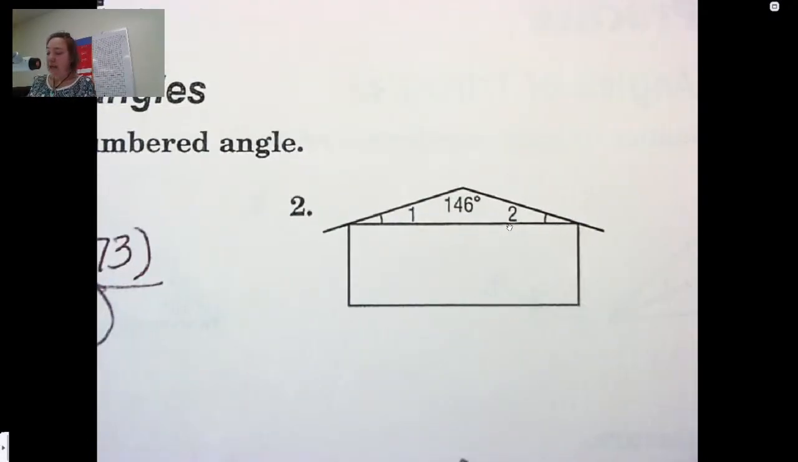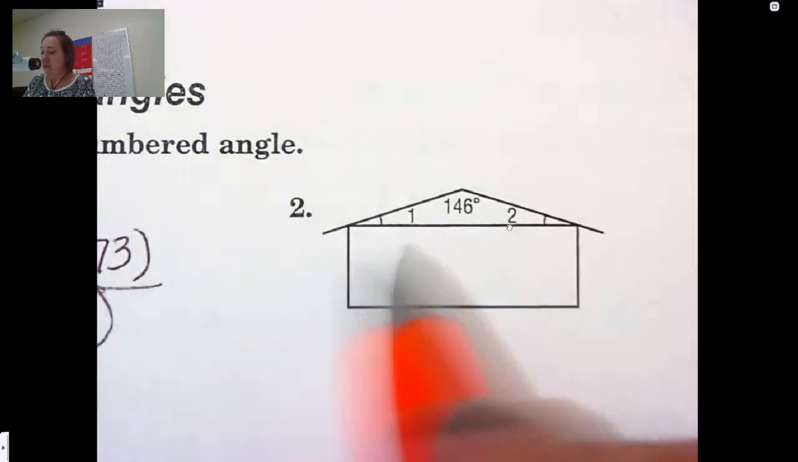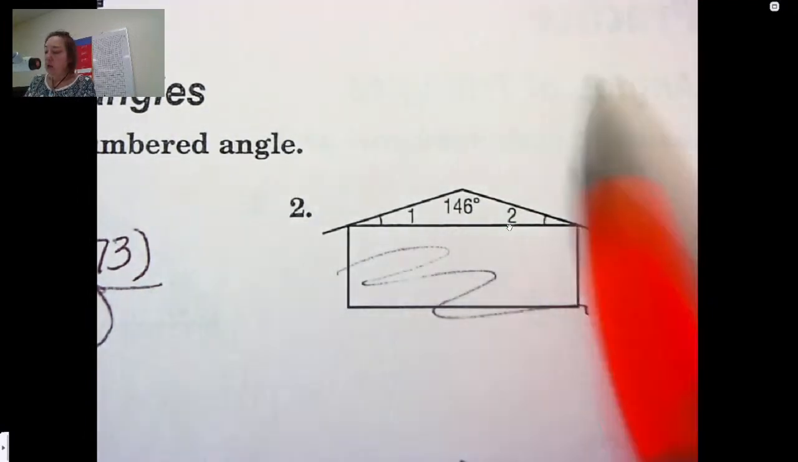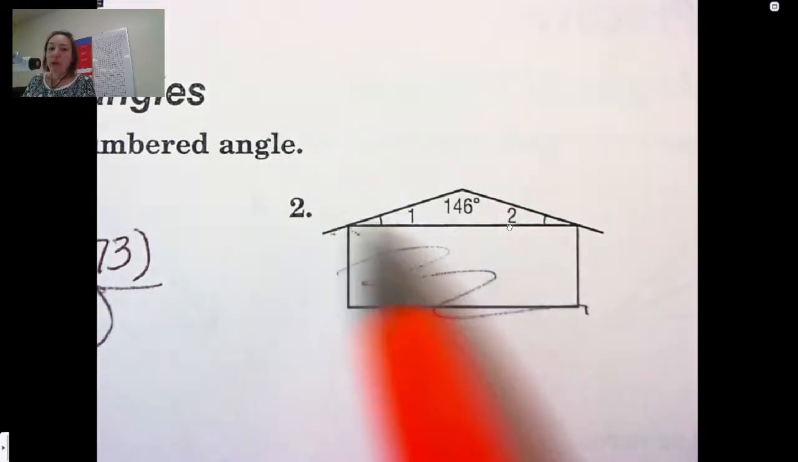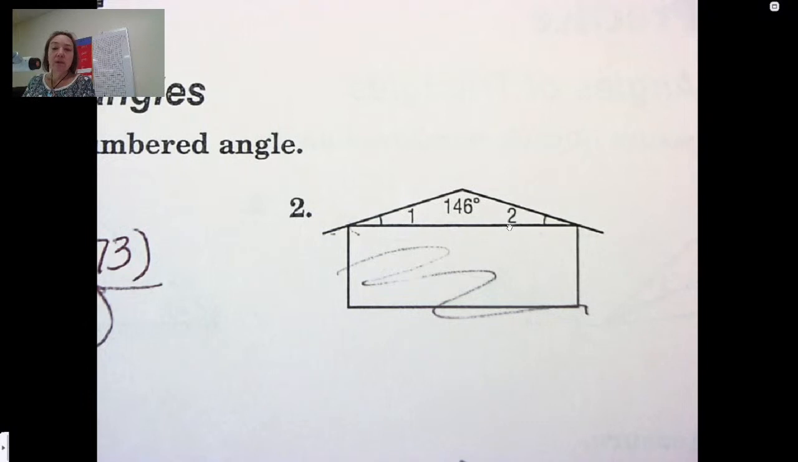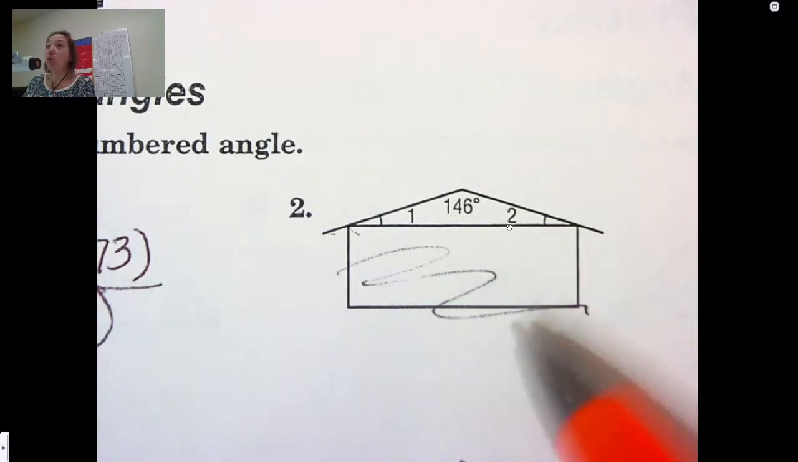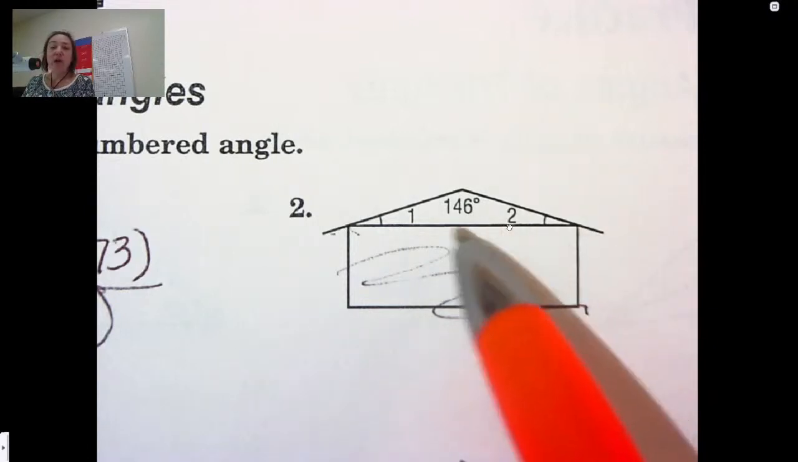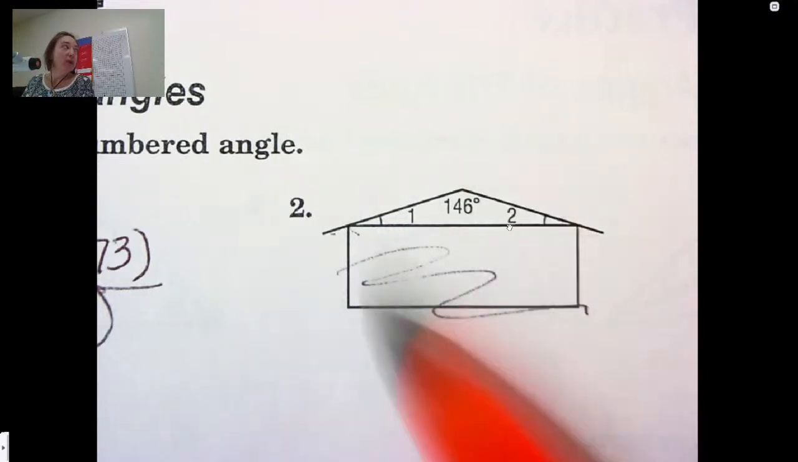All right, let's look at number 2. So we've got this little house, right? But really this down here is irrelevant. That doesn't matter. We're just looking at this triangle. What do you know about angle 1 and angle 2? They're the same because they have the same little mark. So they're congruent, right? So how can we figure out what they are with the information that we have?